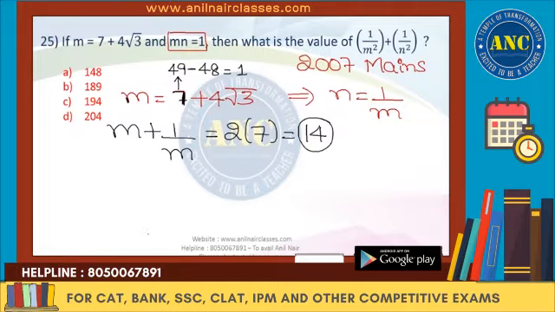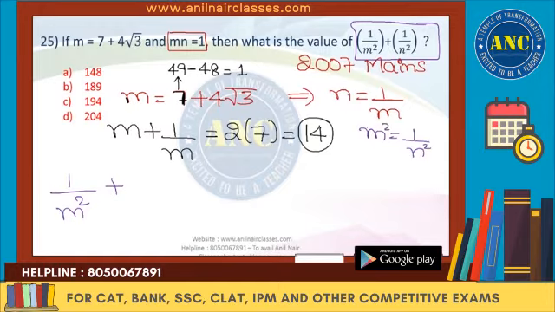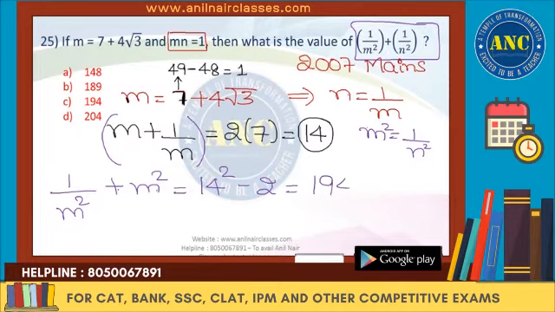But what is actually asked in the question? The question says 1 by m square plus 1 by n square. 1 by n is m, or I can write m as 1 by n, so 1 by n square will be equal to m square. That means it is very easy now, sir. If m plus 1 by m is 14, m square plus 1 by m square will be 14 square minus 2. 196 minus 2 is 194. The answer for this question is 194.